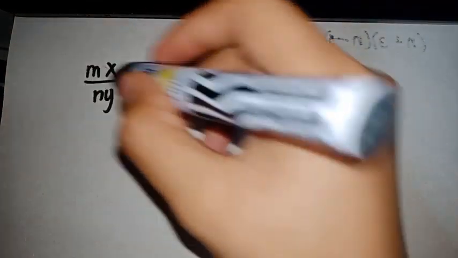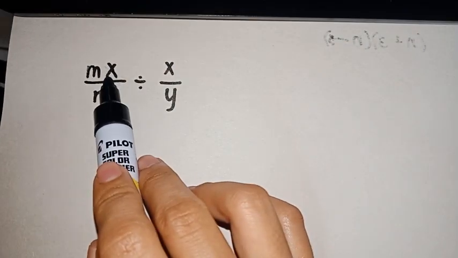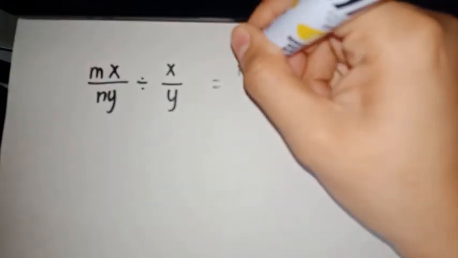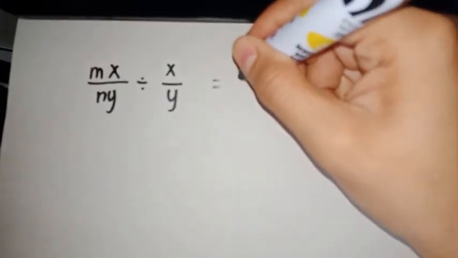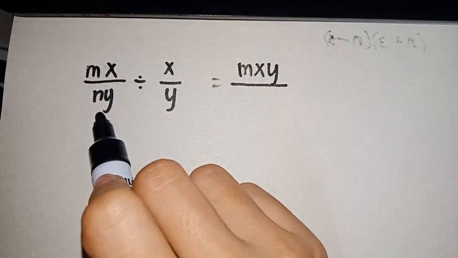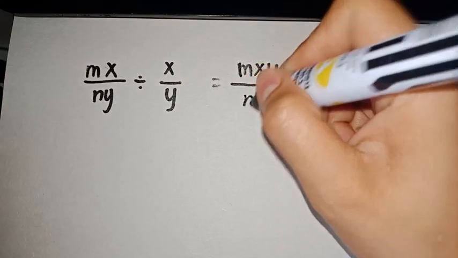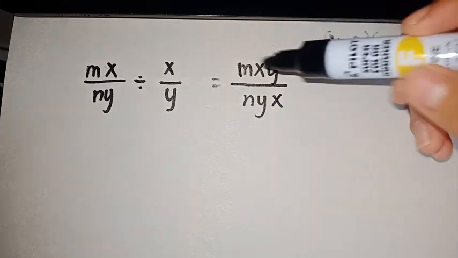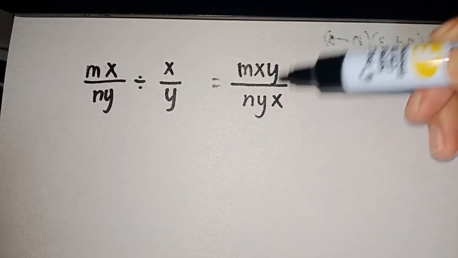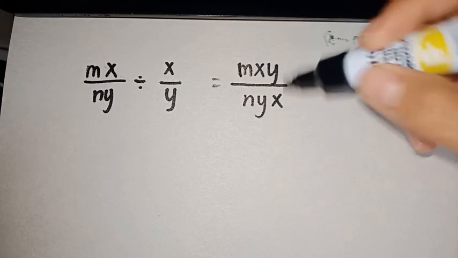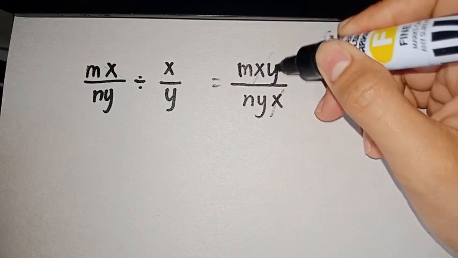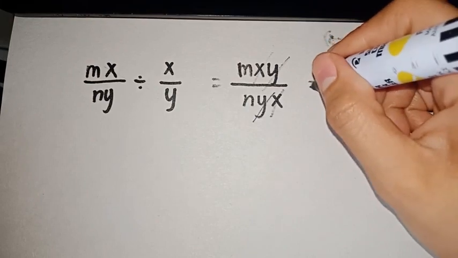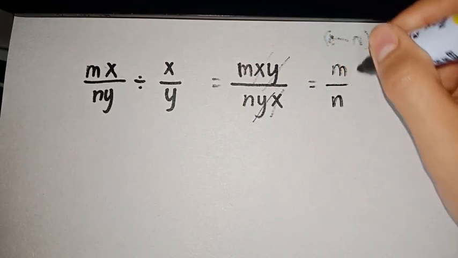So we have mx times y, we have mxy all over ny times x, that is nyx. Now, as you can see, we have common factors or common literal coefficients, so we can cancel that out. Same with y, cancel that out, and we are left with m over n, and this is the final answer.